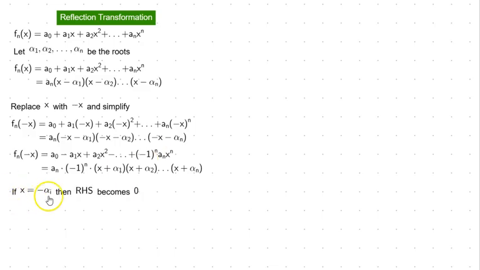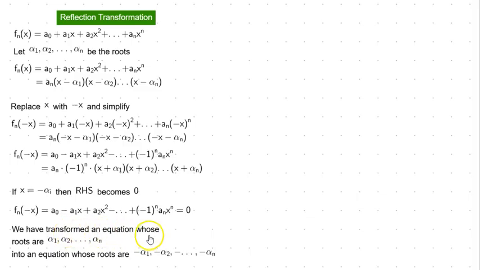So if x is equal to minus alpha i, then the RHS becomes 0. So f sub n of minus x, which is a sub naught minus a sub 1 x plus a sub 2 x square minus and so on, plus minus 1 to the power of n times a sub n x to the power of n, is equal to 0. So we have transformed an equation whose roots are alpha 1 to alpha n into an equation whose roots are minus alpha 1 to minus alpha n.